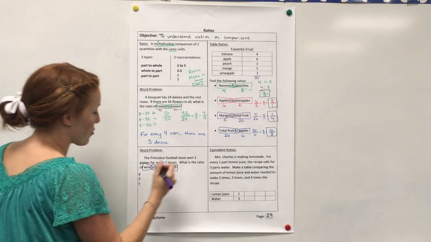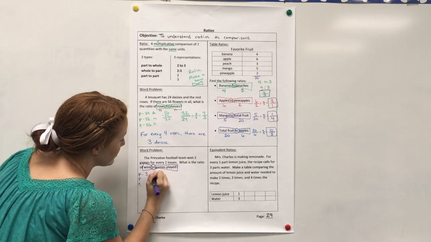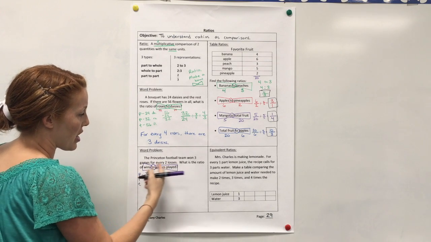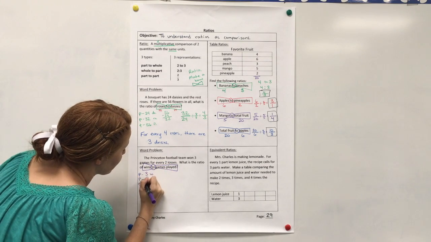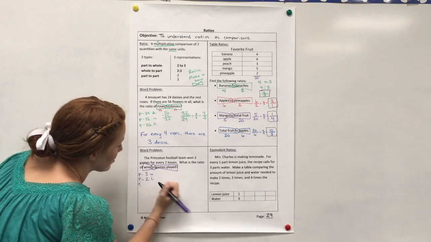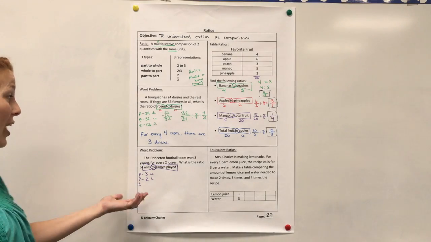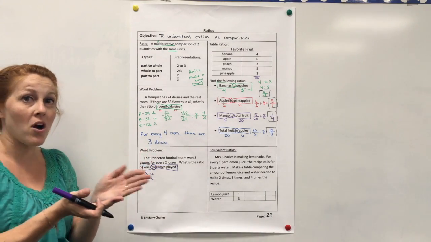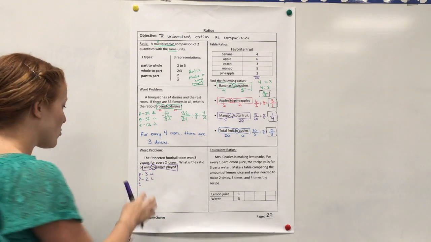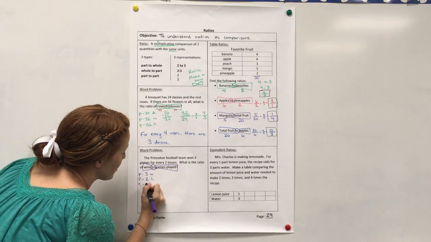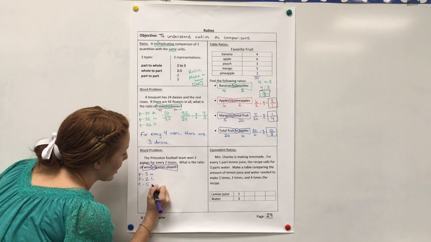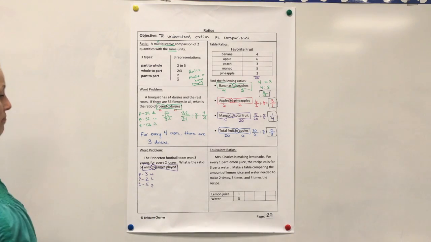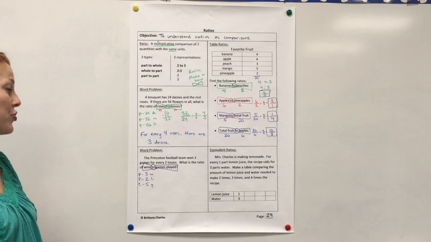I know that they won 3, so 3 wins. I know that they had 2 losses. For every 3 wins, there were 2 losses. And my total I don't have, but if I have both parts, I just add them to find the total. So 3 plus 2, that would be out of 5 total games. Okay, so now I can actually make my ratio.